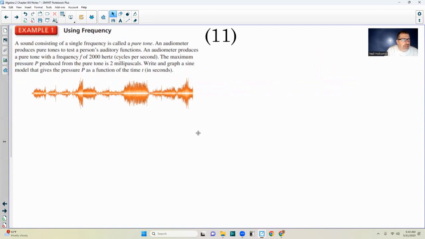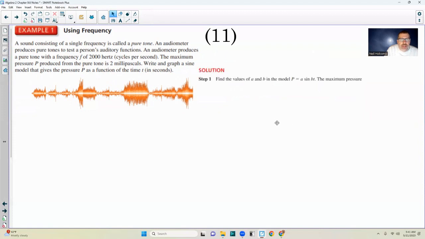A sound consisting of a single frequency is called a pure tone. An audiometer produces pure tones to test a person's auditory functions. An audiometer produces a pure tone with a frequency f, 2000 hertz, which is cycles per second. The maximum pressure P produced from the pure tone is 2 millipascals. Write and graph a sine model that gives the pressure P as a function of the time t in seconds.